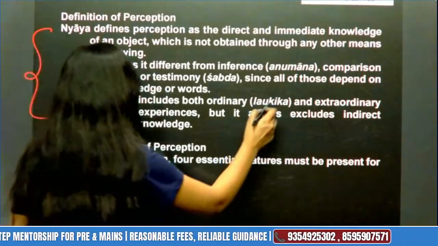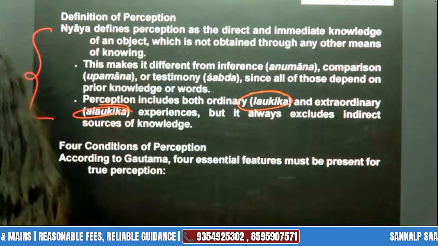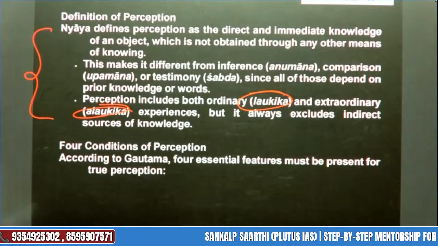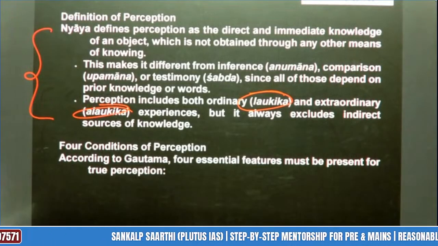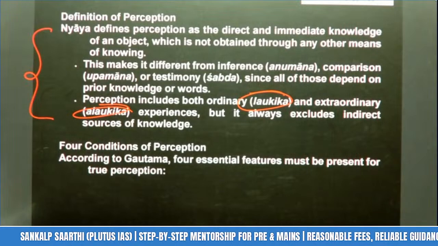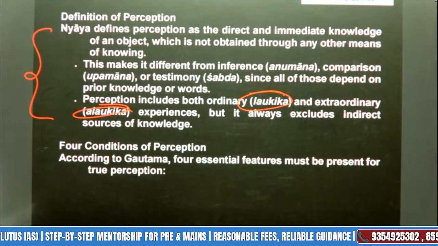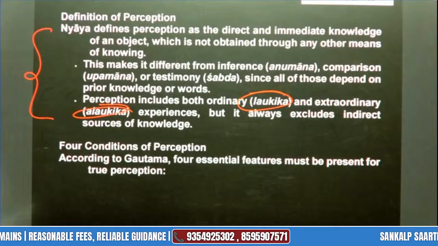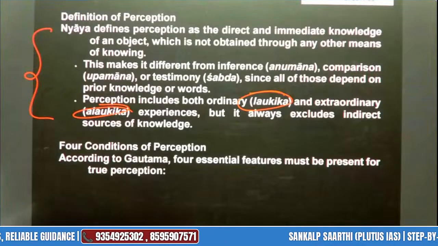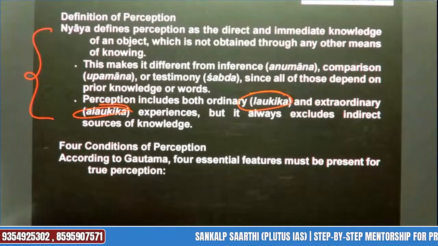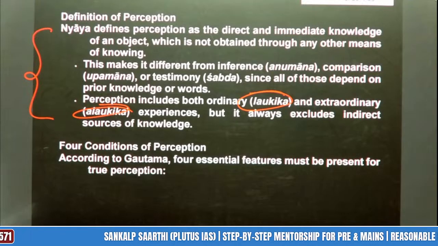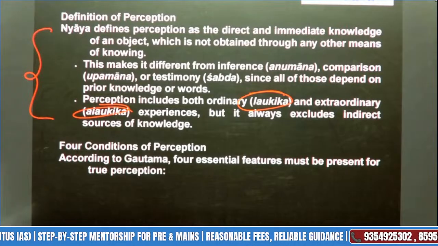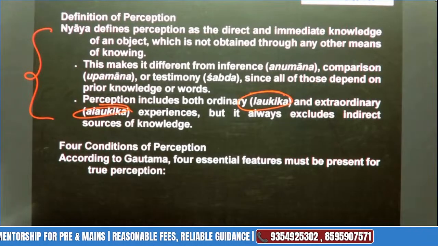What is Laukika and Alaukika? Laukika means ordinary things, and Alaukika means extraordinary. Examples? Ordinary things are simple things like fire is hot, water is cold. Extraordinary things are the miraculous things that we don't see every day, a sudden experience, a spookiness in going to some dark place, something like this.